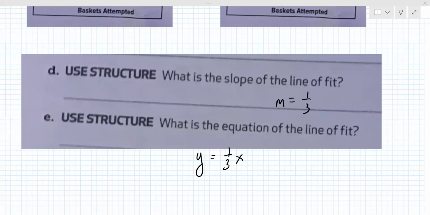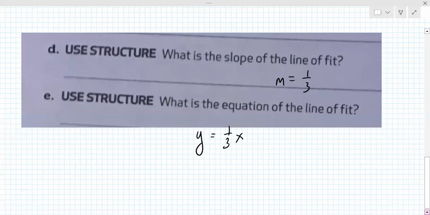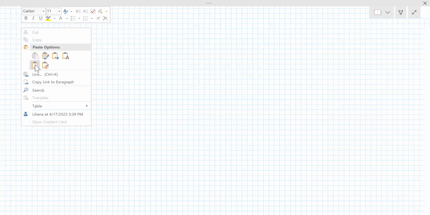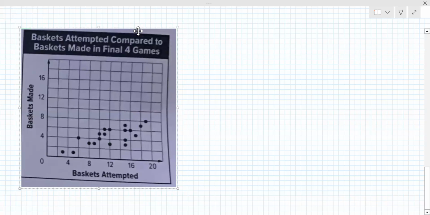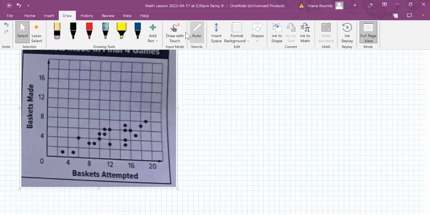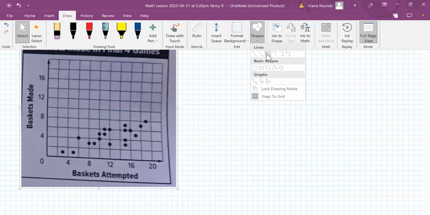Okay, so you're definitely going to need your paper here to answer F. I'm going to snip the graph. Yeah, the worksheet paper. Okay, so let me draw a couple of lines here and see if I can do this well.